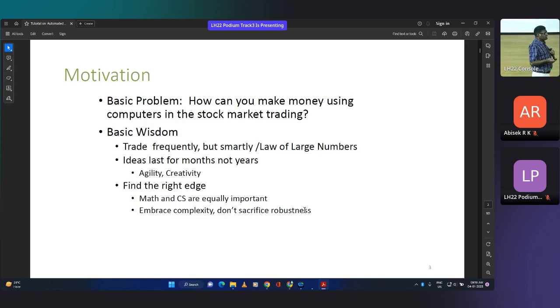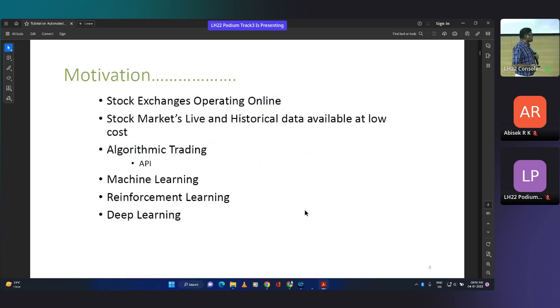So trade frequently, but smartly. Ideas typically last for months, because if you have a successful trade and people can figure out what you're doing, they can also code it, right? So you have to be constantly on the run. And math and CS are equally important. Okay, so this is the motivation.